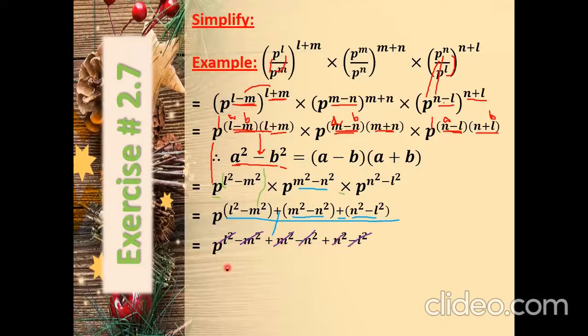So what will be left here? Only P raised to the power 0, and this whole thing will be equal to 1. So this will be your answer. Very simple and very easy question. Now please tell me, is it clear? Okay, now move on to the next question.